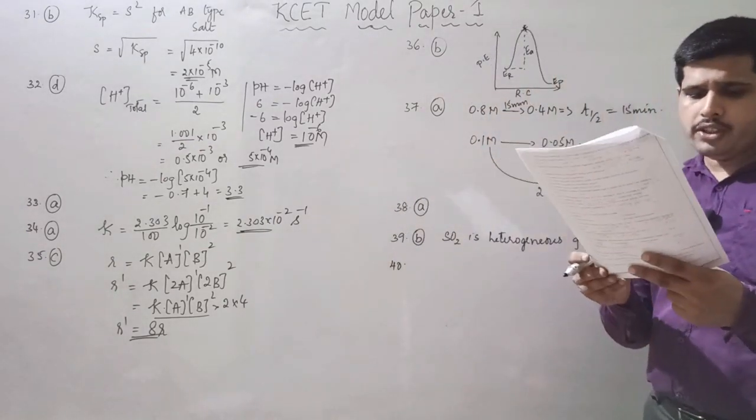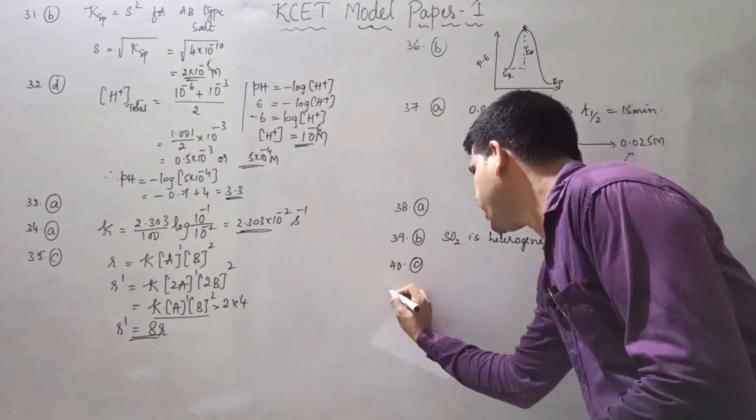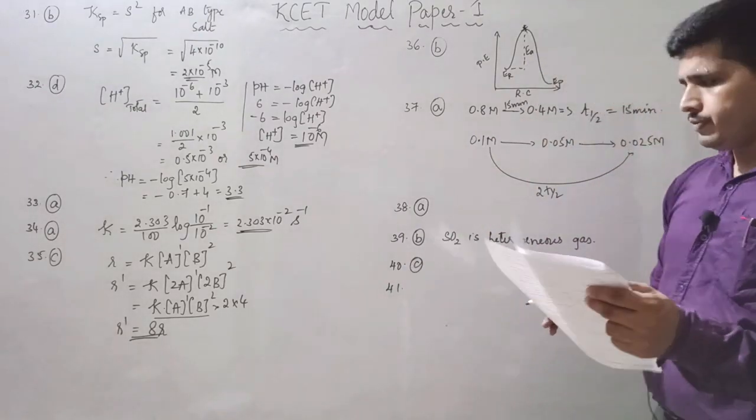40th one, solutions with the same osmotic pressure are called isotonic solutions. So option C.